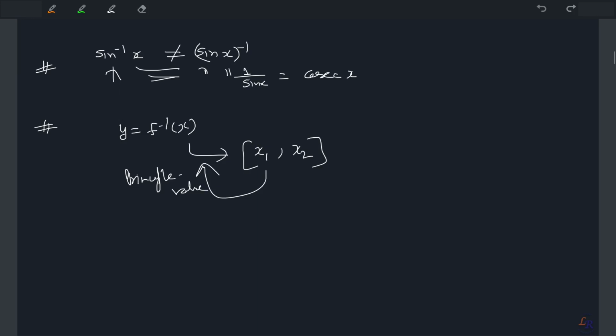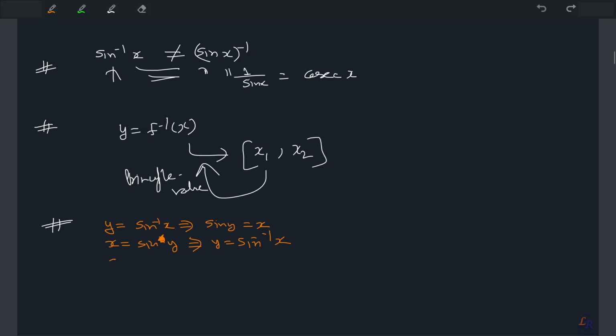Now let's have a look at the properties, assuming that they have suitable domain values. Let's have a look one by one. For example, we saw that y is equal to sine inverse x implies that sine y is equal to x. Similarly, we can write that if x is equal to sine y, it implies that y is equal to sine inverse x. Of course, choose your domains appropriately so that they are defined, because the inverse exists for that.